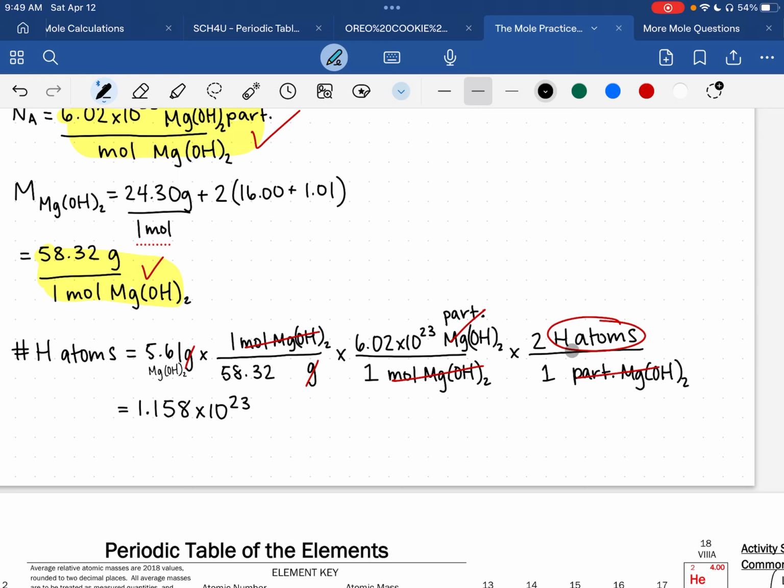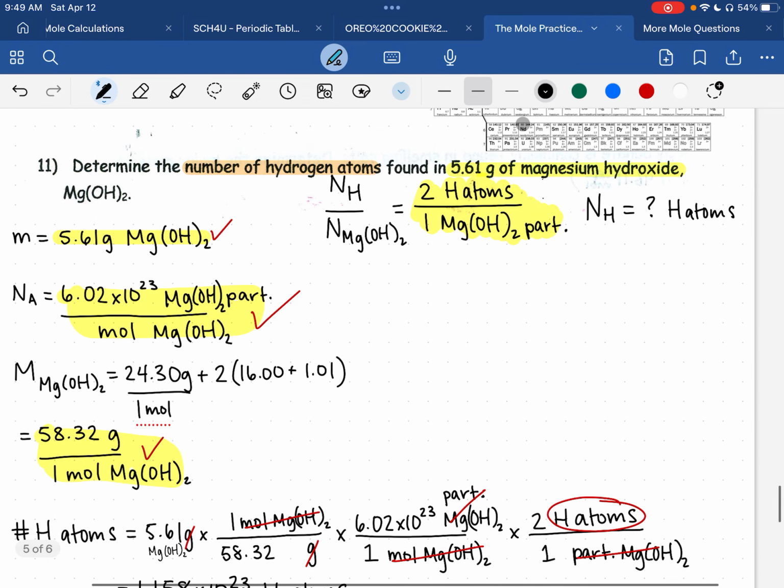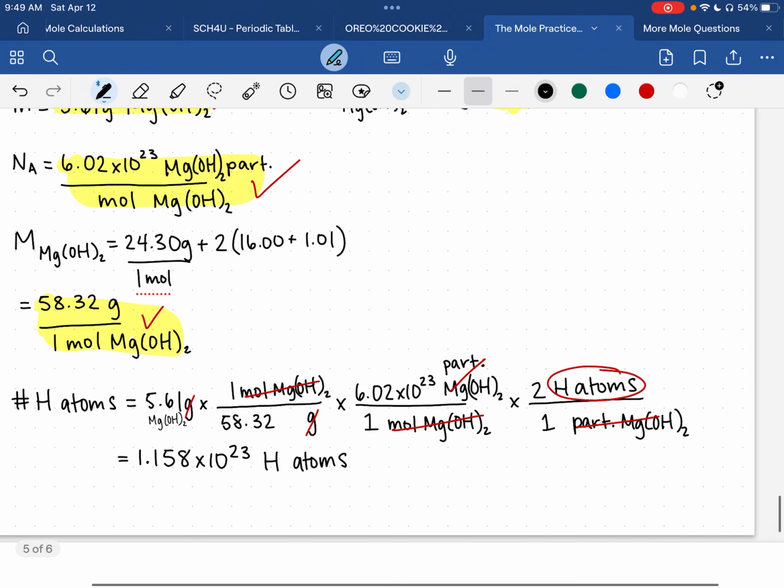So I'm using whatever unit is left behind in the numerator, so hydrogen atoms. And let's round that to the correct number of significant digits. Up here, I was given 5.61, so that's 3 sig digs. And that's our lowest number of significant digits. So we're going to round our answer to 3 significant digits. So we're going to end at that 5. The 8 is bigger than 5, so we're going to round the 5 up to 6. So 1.16 times 10 to the 23.